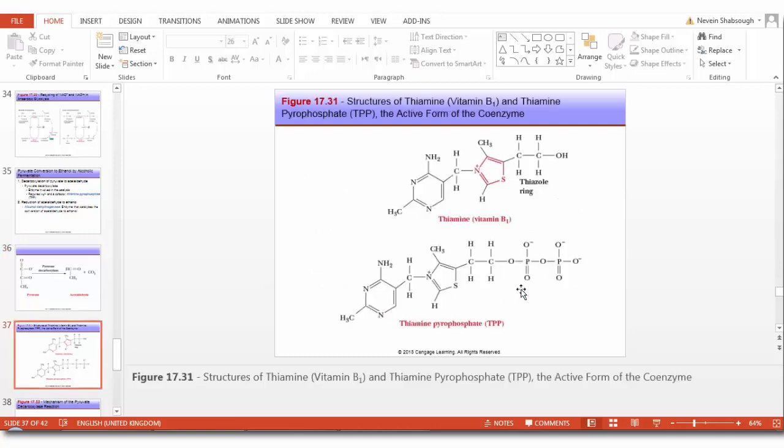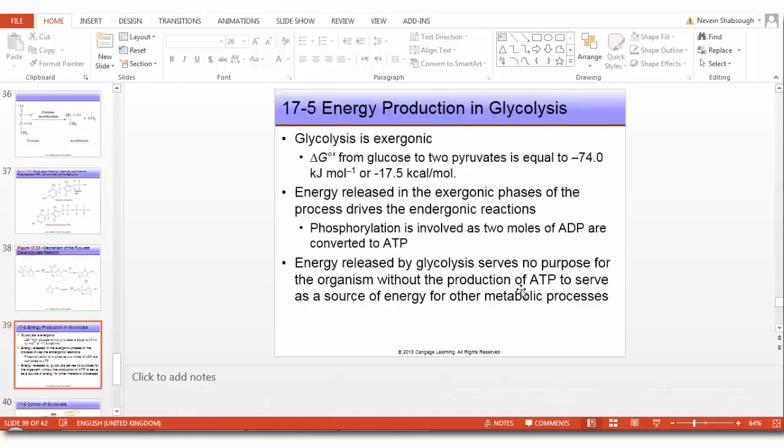Now we want to talk about energy production of glycolysis. Glycolysis is an exergonic process. Delta G naught prime from glucose to 2 pyruvate is equal to this amount. Energy released in the exergonic phases of the process drives the endergonic reactions, and this is called coupling between reactions. Some reactions are endergonic, others are exergonic, but they drive each other. Exergonic reaction drives endergonic one.